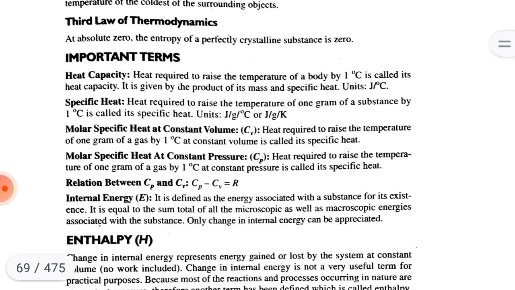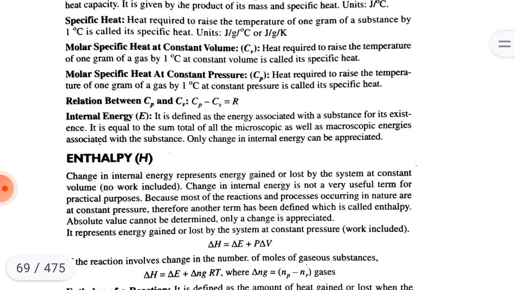called specific heat. Relation between Cp and Cv: Cp minus Cv is equal to R. Internal energy E. It is defined as the energy associated with a substance for its existence. It is equal to the sum total of all the macroscopic as well as microscopic energy associated with the substance. Only change in internal energy can be appreciated.